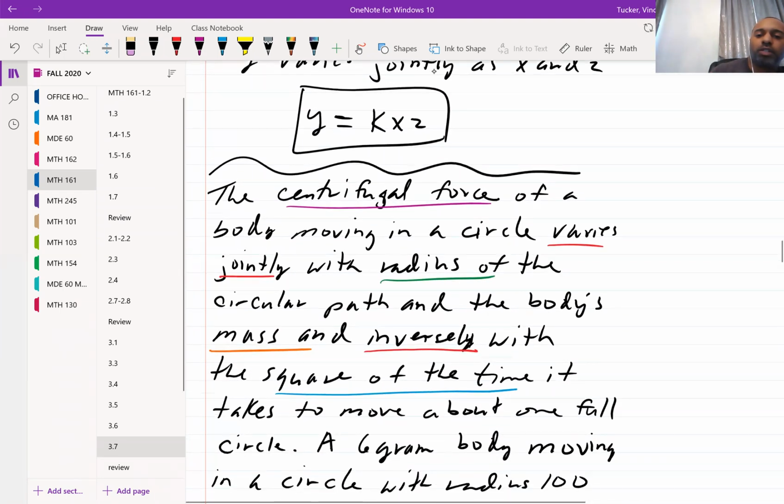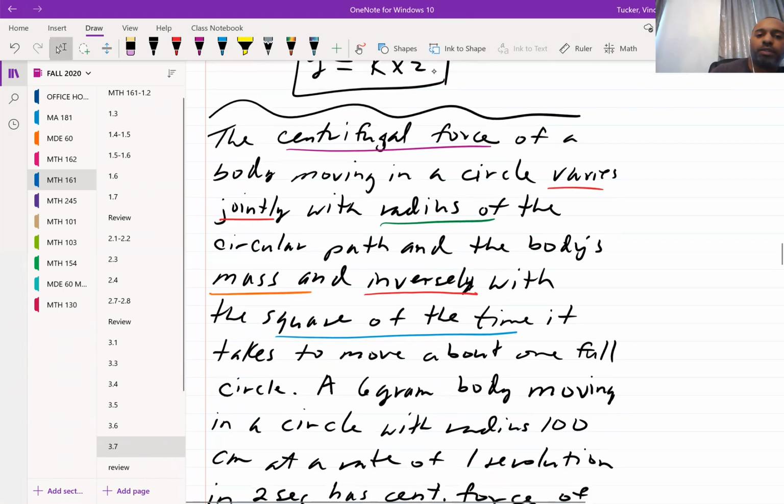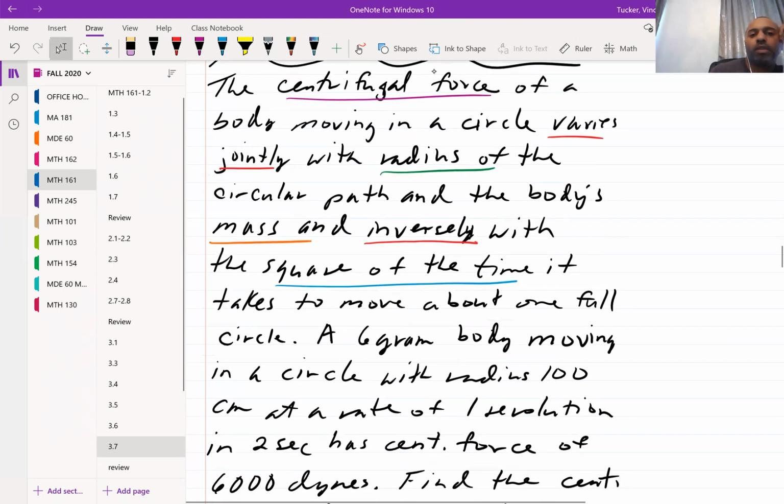So let's look at the centrifugal force of a body moving in a circle. It varies jointly with the radius of the circle, a circular path, and the body's mass, and inversely with the square of the time it takes to move about one full circle. So you see here that we're varying jointly and varying inversely at the same time. So that's what we're talking about with combined.